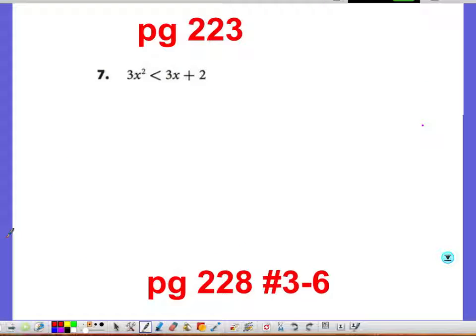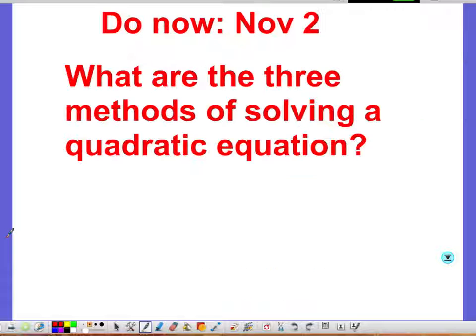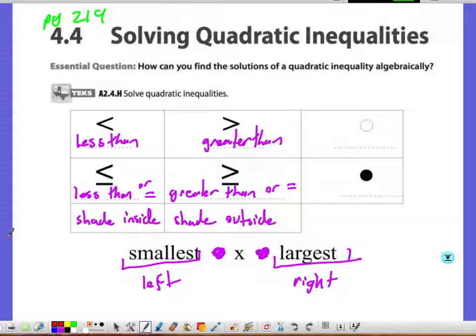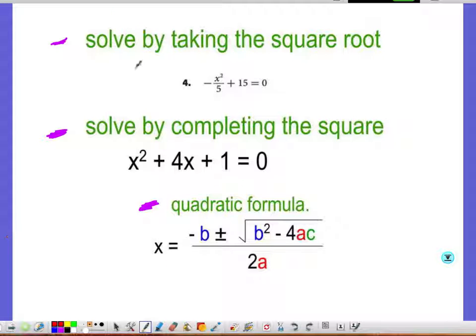Again, we went through many different problems like this, and here were the 3 methods that we can use to solve quadratic equations in order to solve our quadratic inequality.